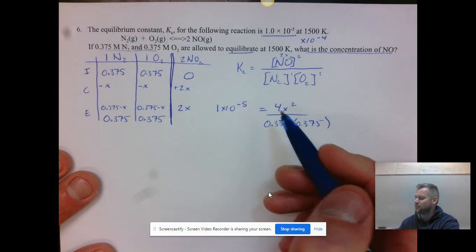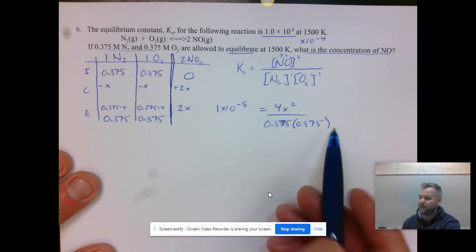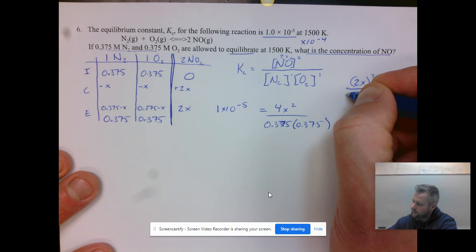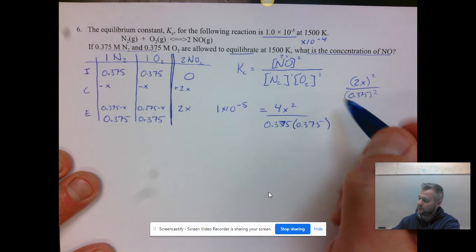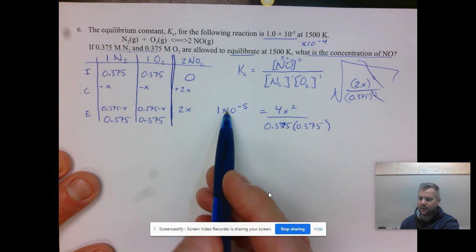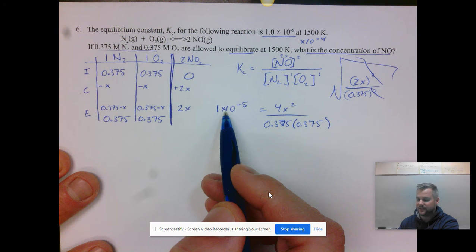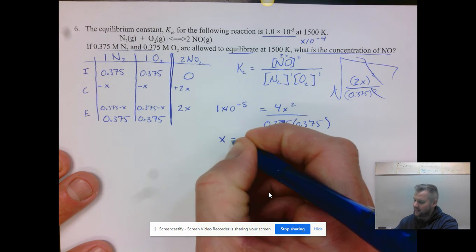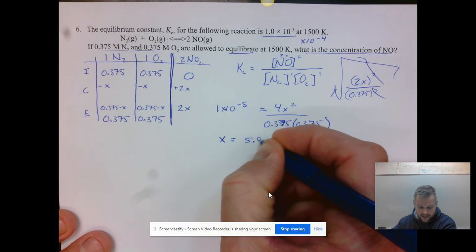And now I have an option. I can either square root both sides, because that'll get rid of the 4 and turn it back to a 2 and get rid of one of these, since this is really 2x squared over 0.375 squared. So if I square root this whole thing, I can get rid of that, but then I need to also square root that side. Or I can just bring both of these items over to the left-hand side, divide by 4, square root that answer. Either way, I will get to the point of x equaling, I think the number is about 5.9 times 10 to the negative 4th.